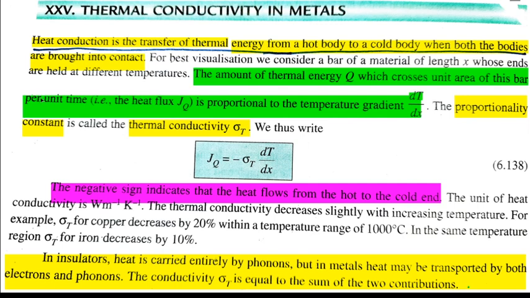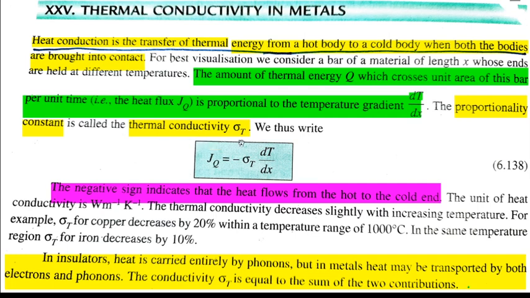a bar per unit time, that is given by the heat flux. So, J_Q is directly proportional to the rate of change of temperature, where x is the length of your sample and dT is the change of temperature, or temperature gradient. And when you remove this proportionality sign, that would be sigma T. So, sigma T is referred to as the thermal conductivity.